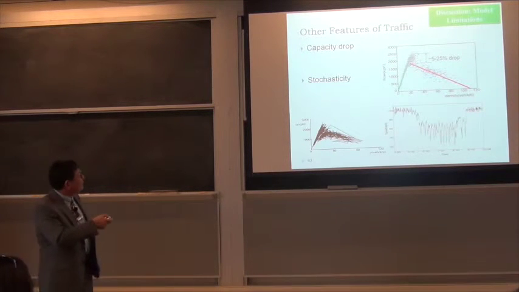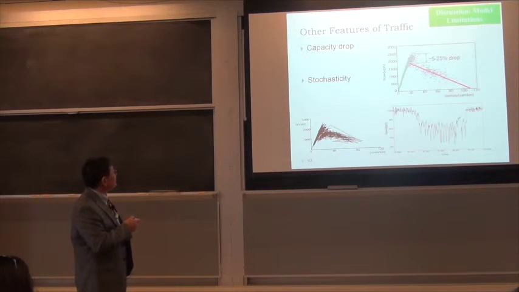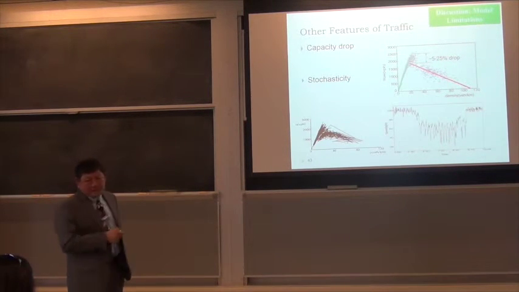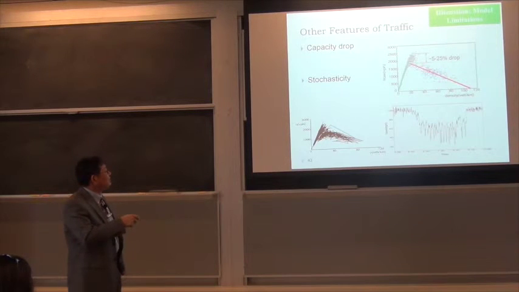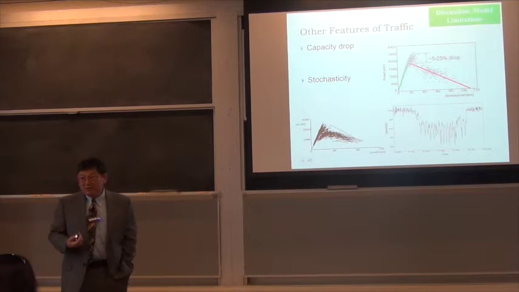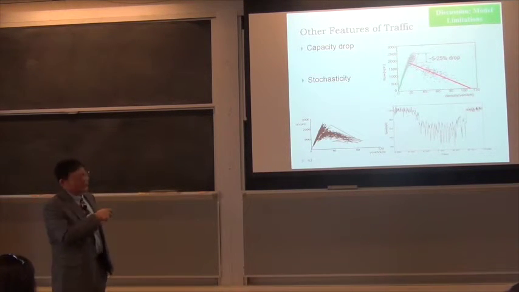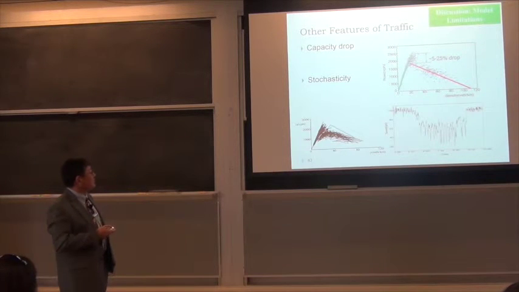And the third feature that we don't capture in the model is, if you look at some other plots, oftentimes we see an abrupt drop in the flow, and that can be up to 25%. Sometimes because of merging, sometimes because of instability, you can have this drop, and we call it capacity drop. In the model, we don't have the capacity drop, we only have this portion. So the model does not explain this capacity drop, which is a serious problem.